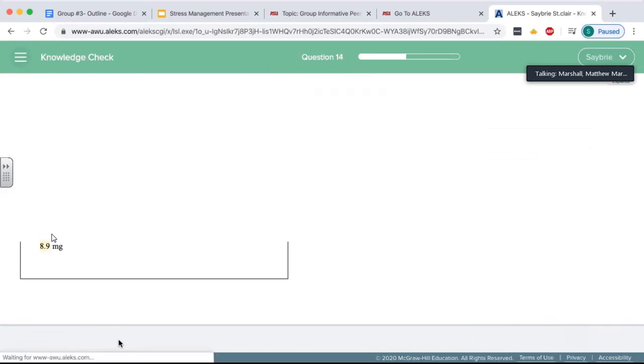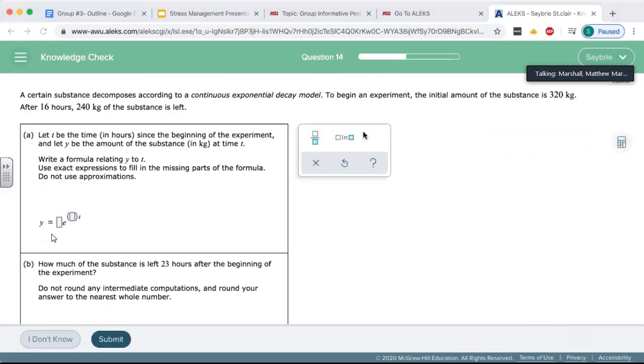All right, what do we got? Okay, this is decay. Alright, man, they're throwing a lot of these at you. But that's weird that they're having to do so many in this knowledge check. But that's okay. Because we should be getting these right.